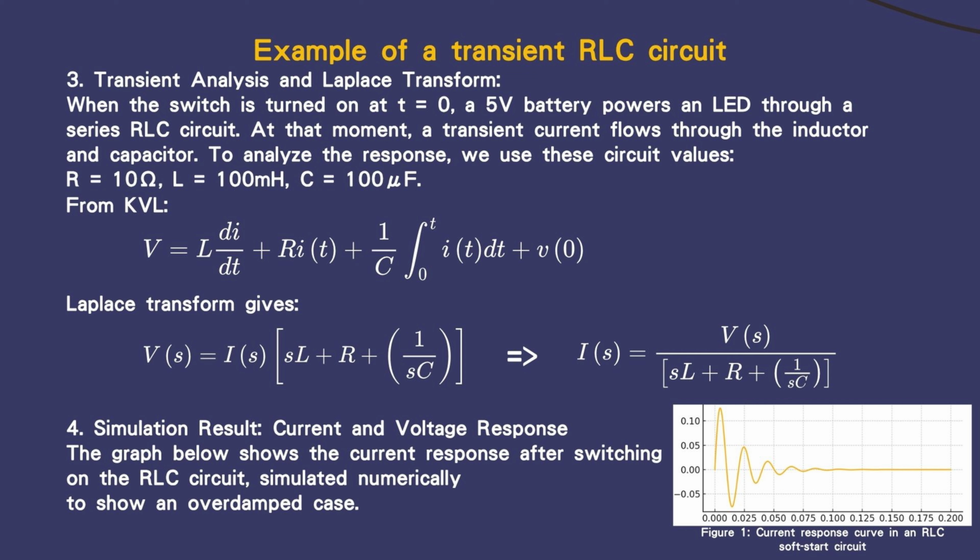Then we apply the Laplace transform to move into the frequency domain. Solving for I of S, we get this form, which is much easier to work with, especially when there are initial conditions involved. Finally, the graph shows the simulated current response after switching on the circuit. As you can see, there is an initial peak followed by damped oscillation. This behavior corresponds to an overdamped or nearly critically damped response, which is typical in lighting system designs.